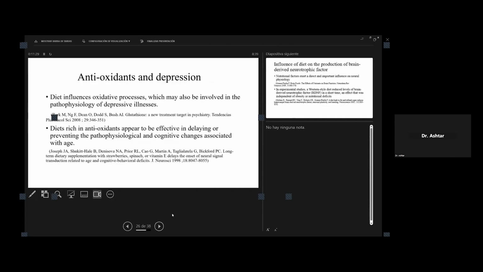Antioxidants and depression. Diet influences oxidative processes which may also be involved in the pathophysiology of depressive illnesses. Diets rich in antioxidants appear to be effective in delaying or preventing the pathophysiological and cognitive changes associated with age.